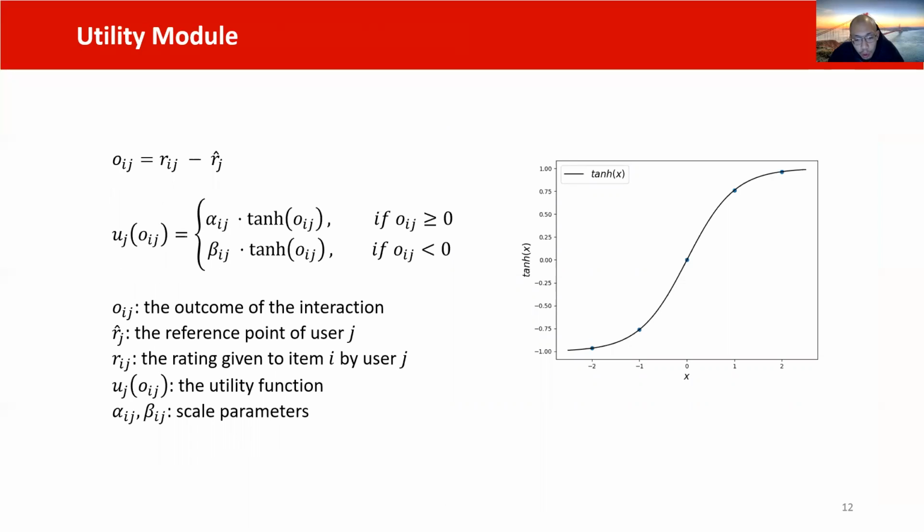The utility module mainly deals with the estimation of utilities. We formulate the utility function using a hyperbolic tangent so that the shape is convex for loss and concave for gain. We also use RFIG and BitIG to adjust the shape.